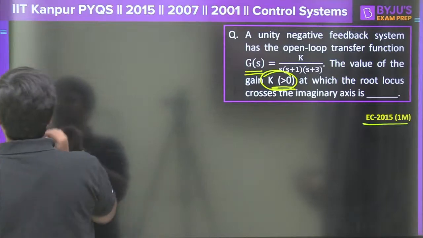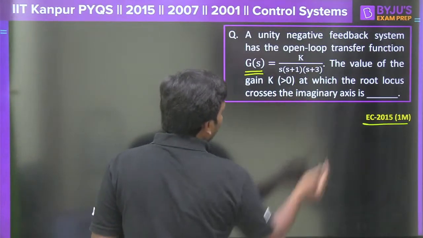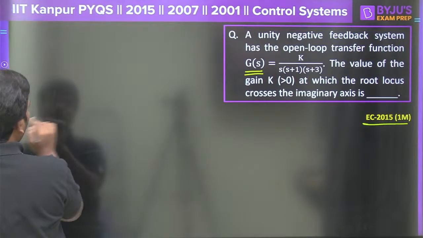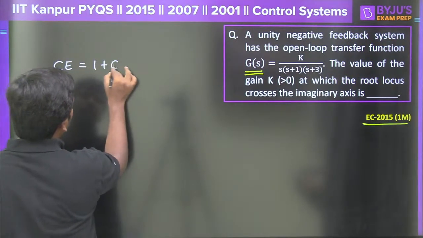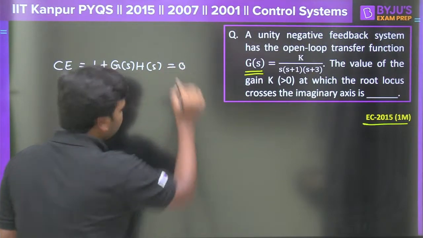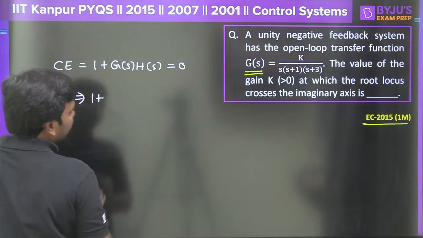So now can you make it fast here? What would be the idea now? Any one of you? The question asks at which point the root locus crosses the imaginary axis. Whatever may be the style of the question, the very first thing you require in control systems, especially in root locus, is the characteristic equation. Clear? So what is the characteristic equation now? 1 plus G of s into H of s.